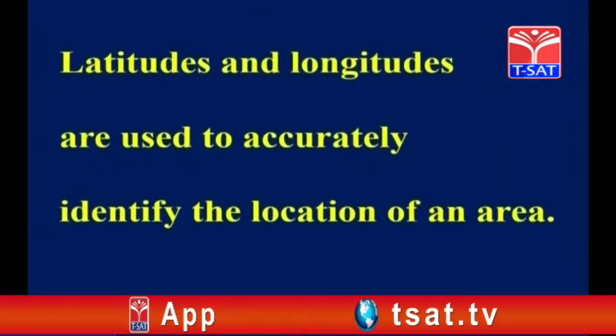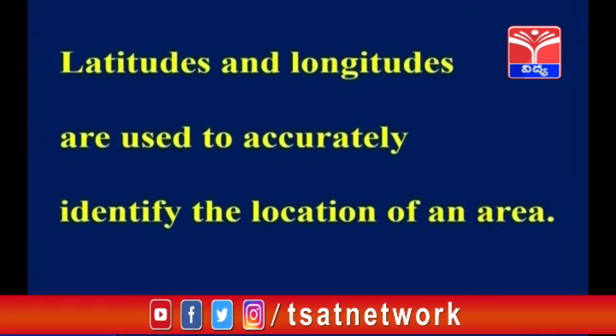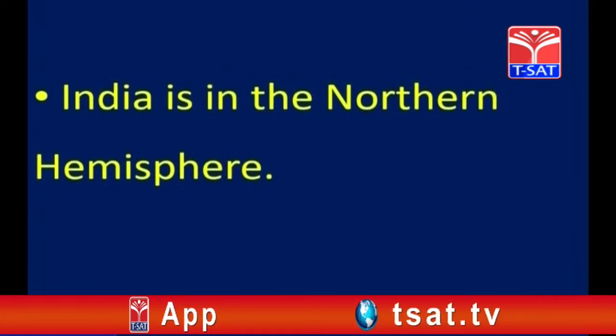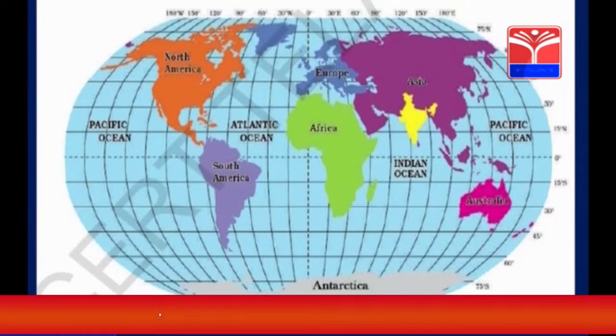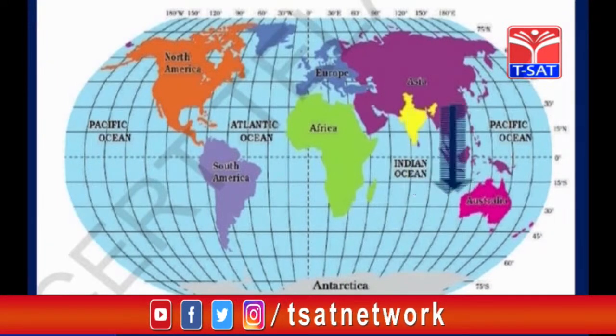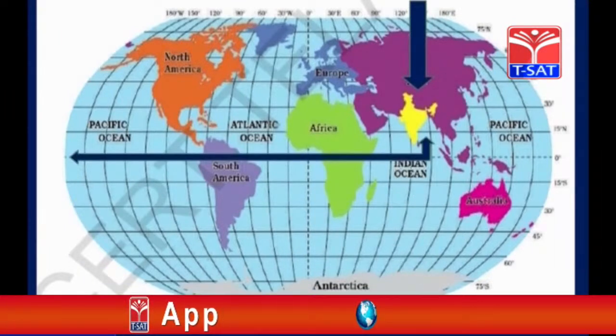Latitudes and longitudes are used to accurately identify the location of an area. As you have studied in the earlier classes, a grid is formed with the help of the latitudes and longitudes. In the same manner, with the help of the grid, India is in the northern hemisphere. See the globe. India is located in the northern hemisphere, which is towards the north side of the equator. You see the position of our country. From the equator, it is towards the north side.